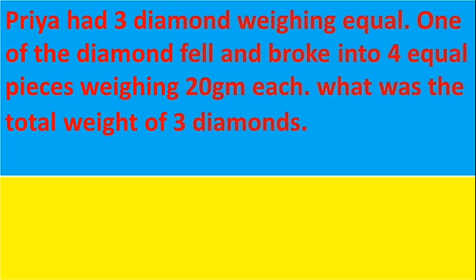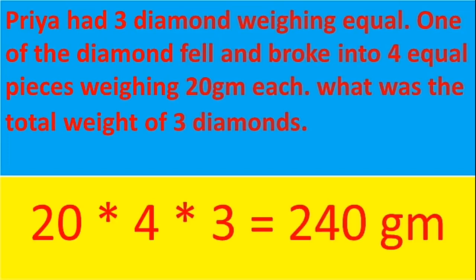Next question. Priya had 3 diamonds weighing equal. One of the diamonds fell and broke into 4 equal pieces weighing 20 gram each. What was the total weight of the 3 diamonds? Most of the students will think this is a ratio like 1:2:3, but this is a simple basic question. Just observe the numbers 3, 4, 20.